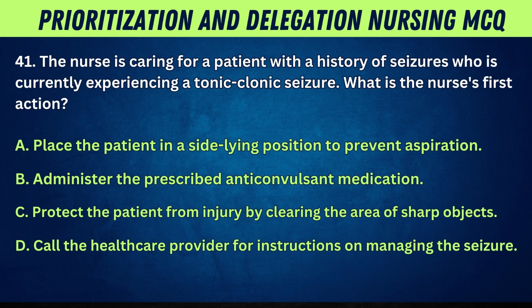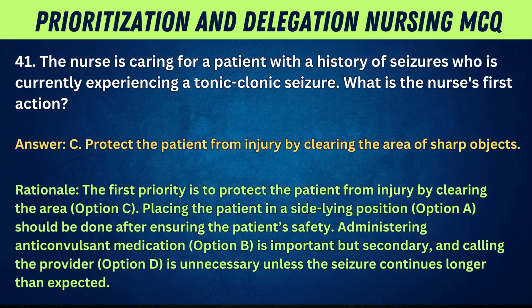C. Protect the patient from injury by clearing the area of sharp objects. D. Call the healthcare provider for instructions on managing the seizure. Answer: C. Protect the patient from injury by clearing the area of sharp objects. Rationale: The first priority is to protect the patient from injury by clearing the area, option C.